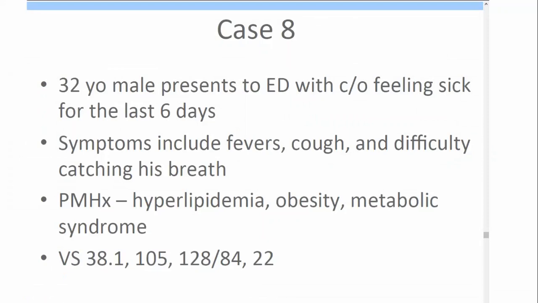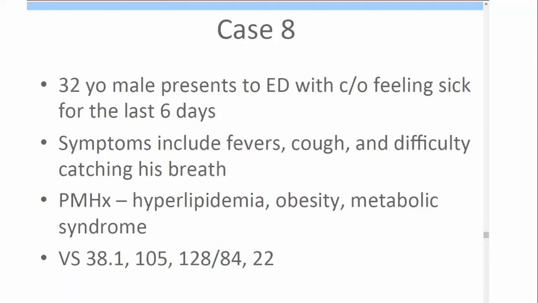Okay, moving on to case number 8. 32-year-old male presents to the ED, sick feeling for the last 6 days. The symptoms include fevers, cough, difficulty catching his breath, past medical history, hyperlipidemia, obesity, and metabolic syndrome. Metabolic syndrome meaning low HDL, high triglycerides, high sugar, high blood pressure, and high weight, obesity. Okay? So you have to have 3 out of 5 for metabolic syndrome.